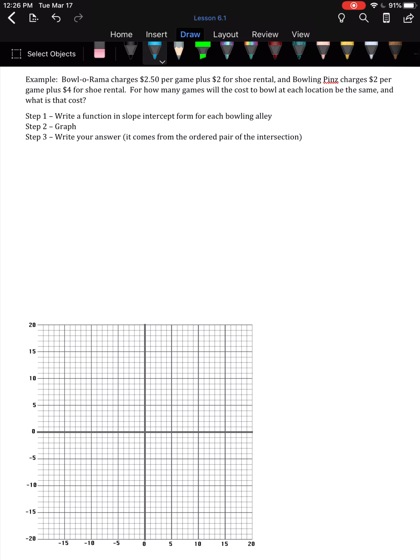And I've got here 3 steps. Step 1, write a function in slope-intercept form for each bowling alley. Okay. So Bolorama. My cost, which will be y, is equal to $2.50 for each game that I bowl, so 2.50x, plus $2 for shoe rental.